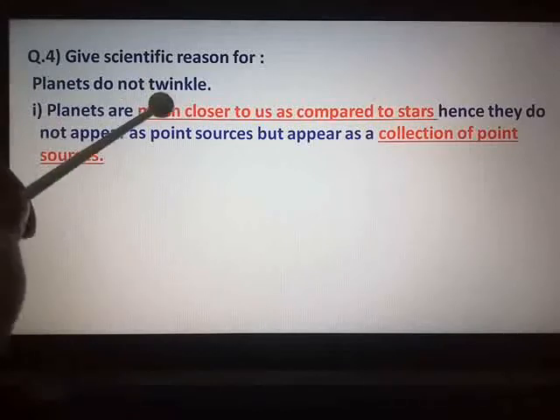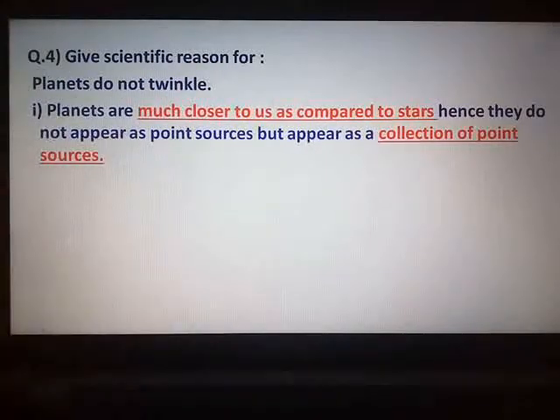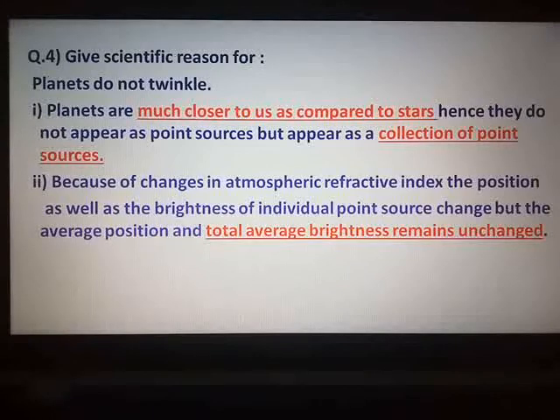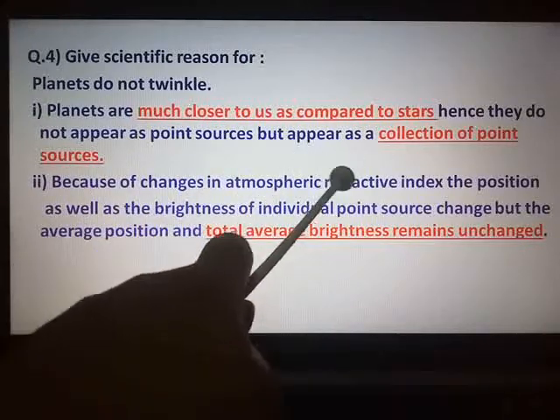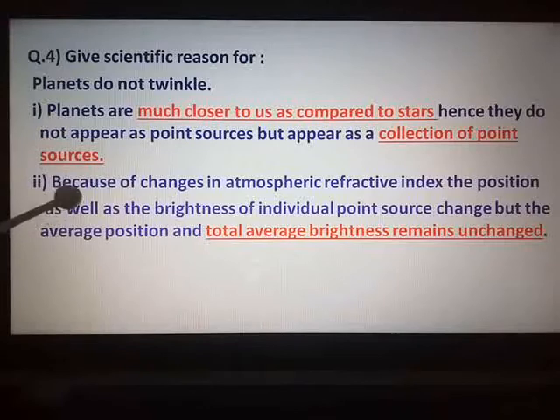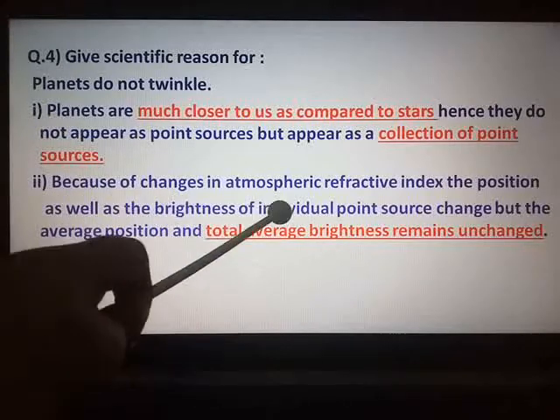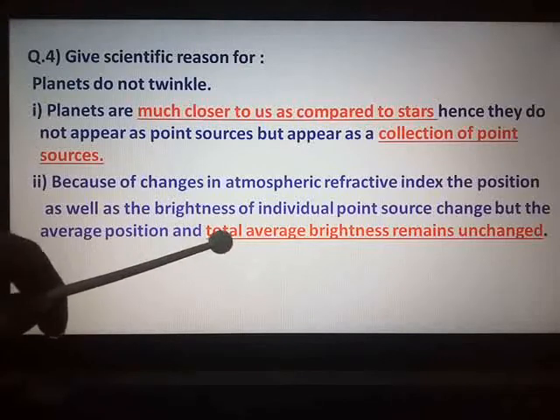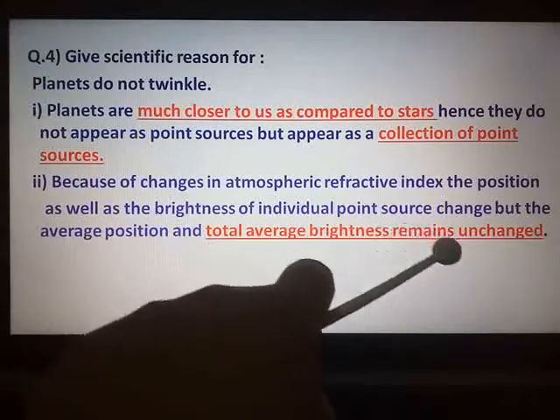So, you can see here different color is used and it is underlined. So, that is the main reasoning part. So, you have to also underline in the exam. Point number 2, you can see this point is clearly given in the textbook, third line on page number 77. Because of changes in atmospheric refractive index, the position as well as the brightness of individual point source change, but the average position and total average brightness remains unchanged.